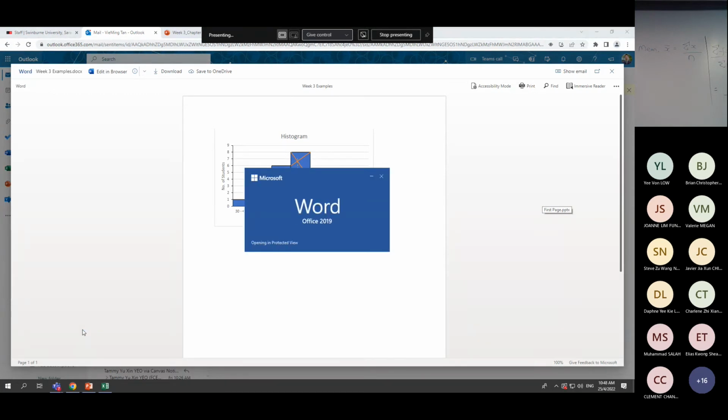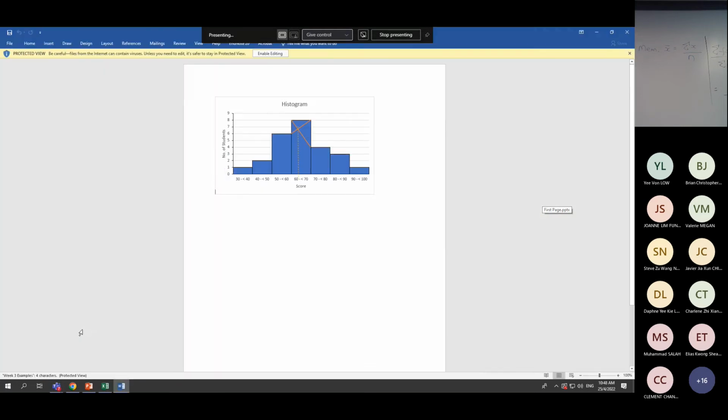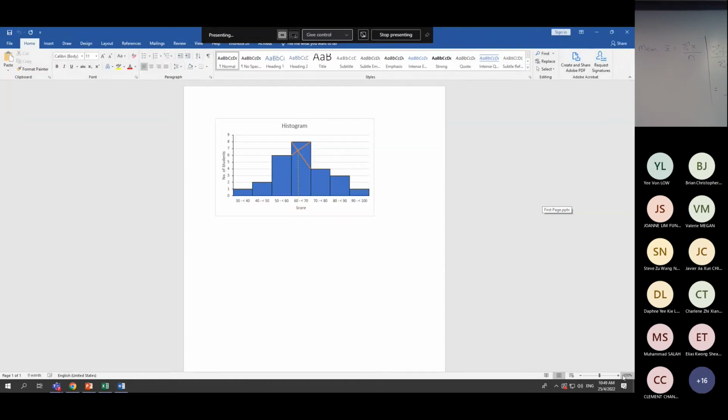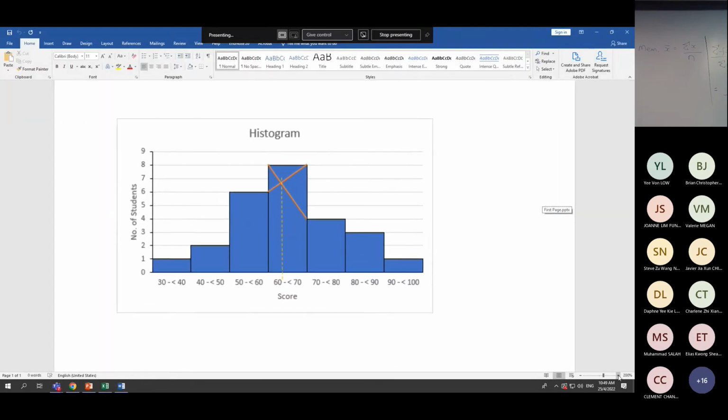I think for your project 2 it is also the same. You create your histogram using Excel, then after that you copy the histogram from Excel to Microsoft Word. I try to increase the size so they can see.